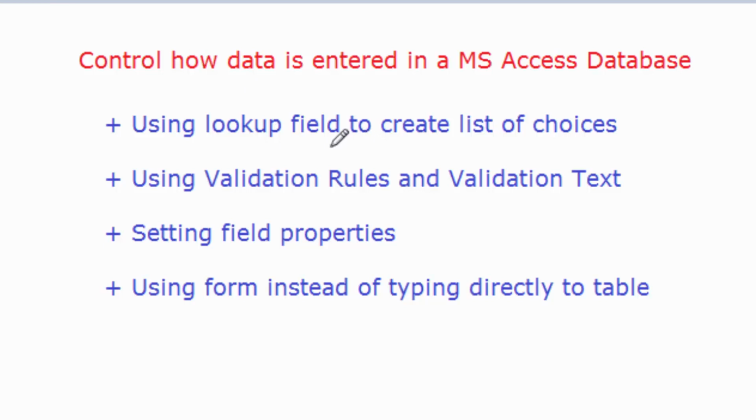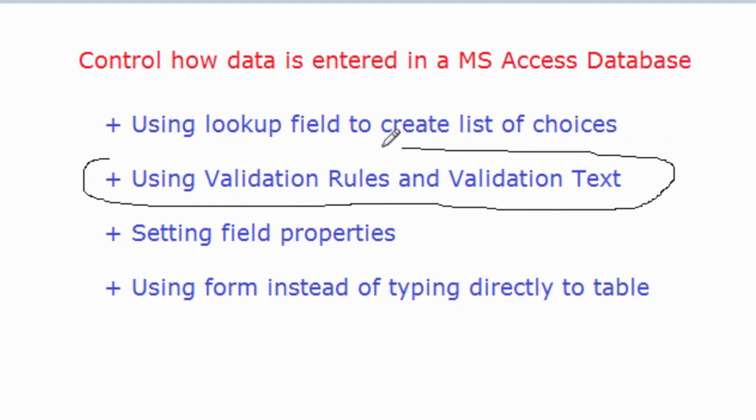Another way is what we call validation rules. You can tell a field in Access to accept only certain options, else it will give an error message to the user. So that is what we call validation rules. We give it some rules and tell it only accept A, B, C, D. If it is not A, B, C, D, then provide a message, and that message is what we call validation text.